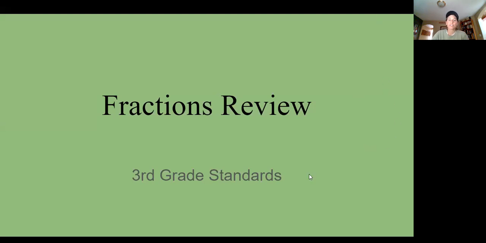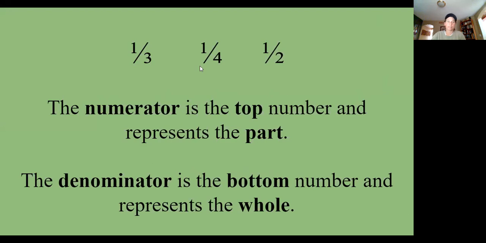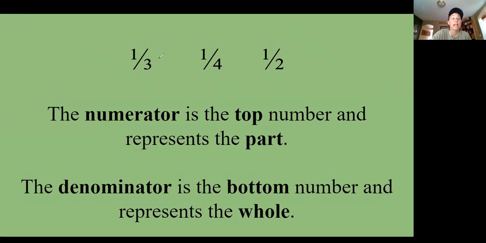Okay? So first, let's start with what fractions look like. These numbers up here are what fractions look like. It's a number, and then it has like a line through it, and then another number, right? So let's talk about what those two numbers mean. The numerator is the top number. So in these examples, all of the ones are the top numbers. So those are the numerators.